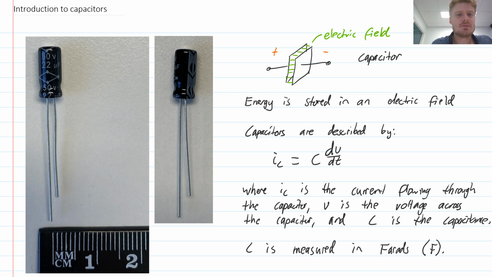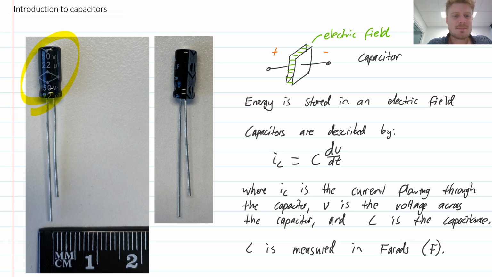As an example, you can just read it on the capacitor in the photograph here. That is a 22 microfarad capacitor. The voltage there is a maximum rating. For some types of capacitors, they can only survive a certain voltage. This one here is rated to 50 volts.